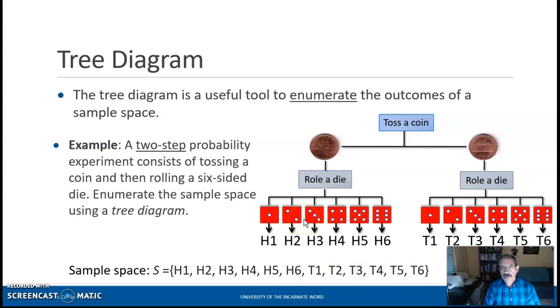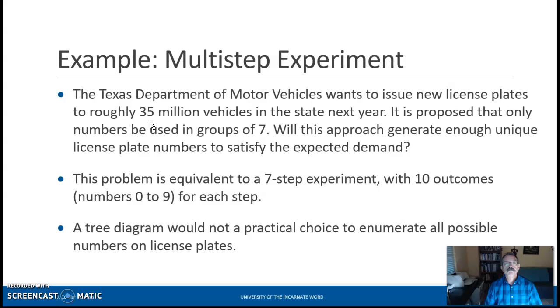Again, this is pretty simple, so probably you didn't need a tree diagram to see that. But I'm illustrating how the tree diagram is useful to enumerate each of the outcomes of the sample space. All right, let's look at another multi-step experiment.